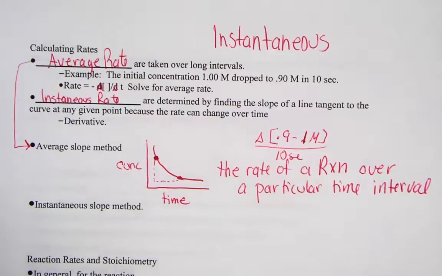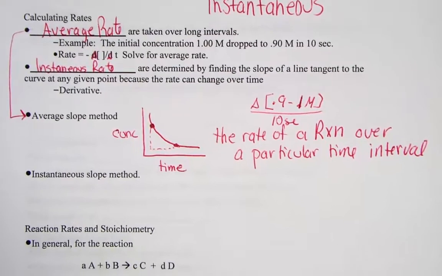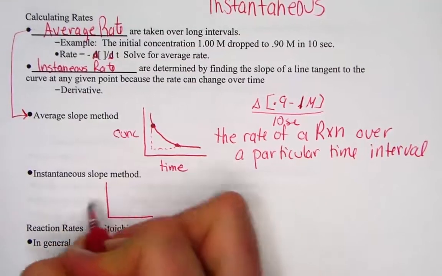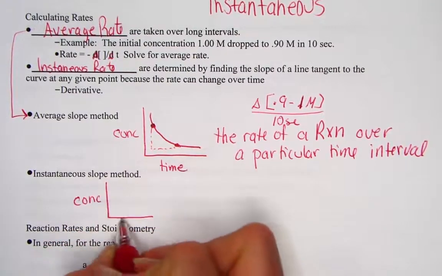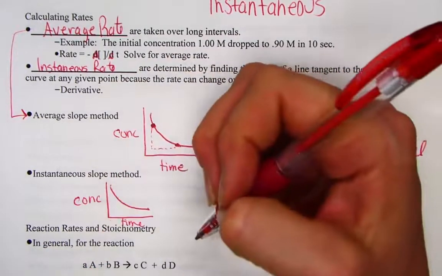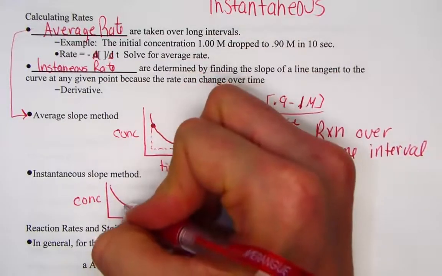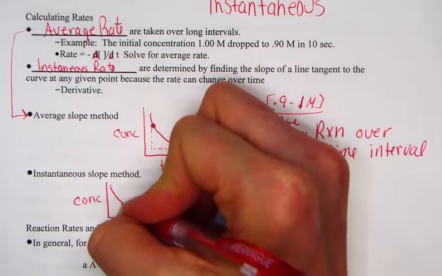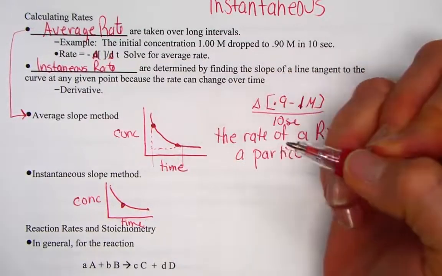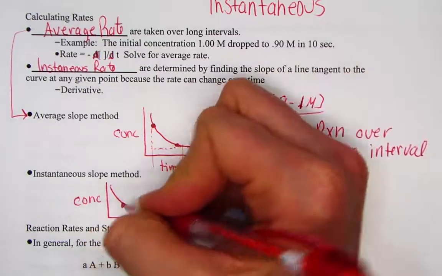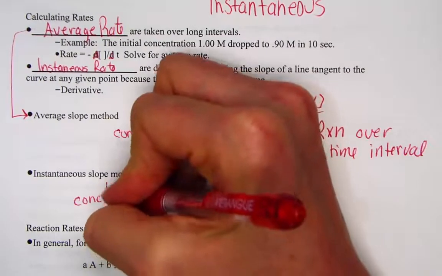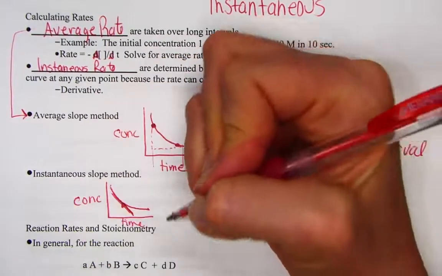A second way to calculate that, and let me represent that on a graph, is called an instantaneous slope. Let's consider the same set of XY axes, concentration versus time, and we'll just call it reactant A. I'd like to know how fast the reaction is occurring at an instant in time. Not over an interval of 10 seconds, but right here at this time. How fast is it occurring? We do that by taking the tangent to that curve at that particular instant in time.